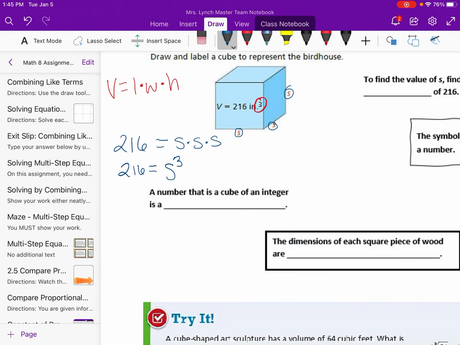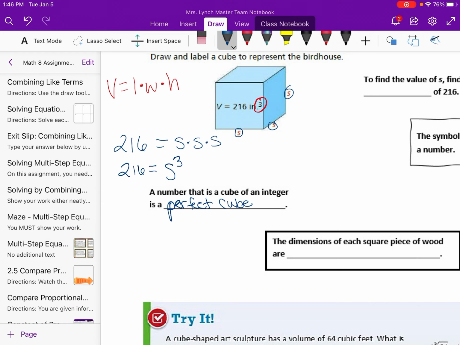Okay, let's look at this small note first. It says a number that is a cube of an integer. Integer is just a big fancy word for a whole number, positive or negative or 0. A number that is a cube of an integer is called a perfect cube.